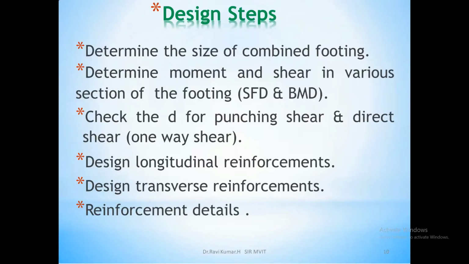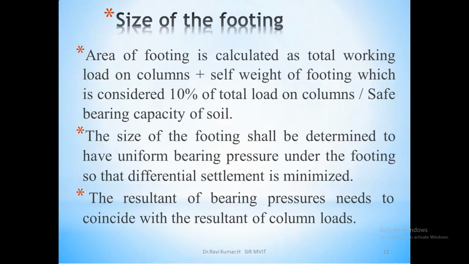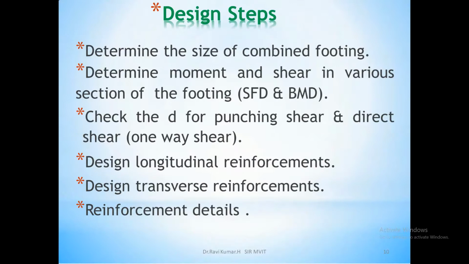The first step is to find the size of the combined footing. Later you have to draw the shear force diagram and bending moment diagram, which is the analysis part, and later we do the design of steel, that is, the design of the depth of the slab as well as steel. There are two types of steel: one is longitudinal steel, and the steel perpendicular to it is called transverse reinforcement. Finally we have to give the structural detailing of this combined footing. The first step, as we discussed, is to fix the size of the combined footing.